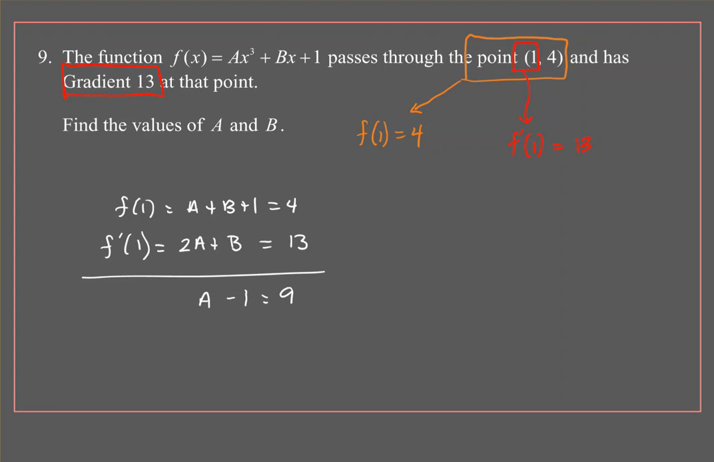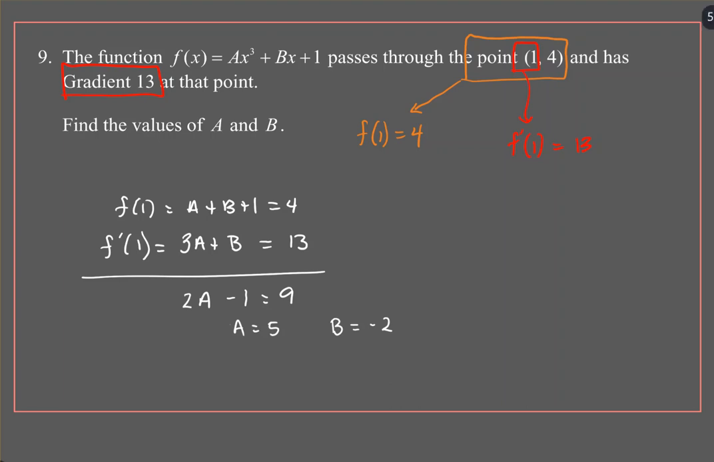Something's not right. Oh, sorry, it's 3a. Right? 3x squared, yeah, so it's 3a. So that's going to give me 2a. So a is going to be 5. And therefore, b is going to be what? 5 plus 1 is 6. B is going to be negative 2. And then I finish the problem.